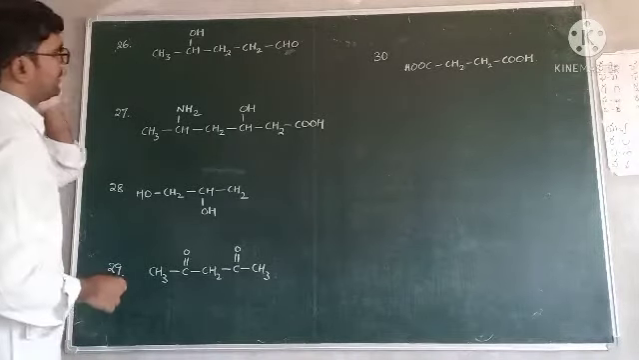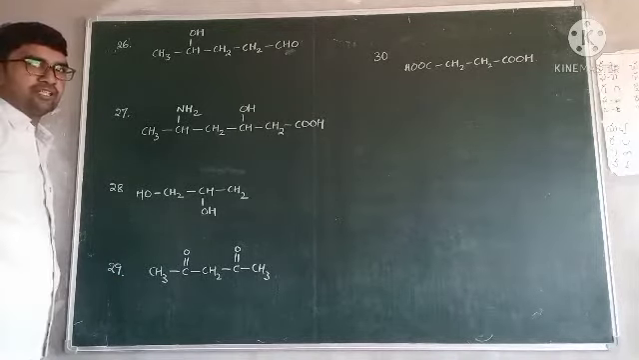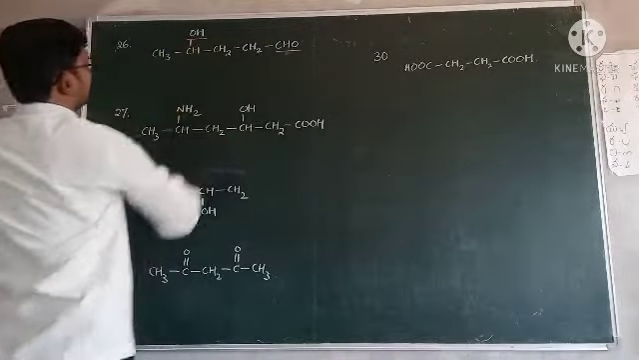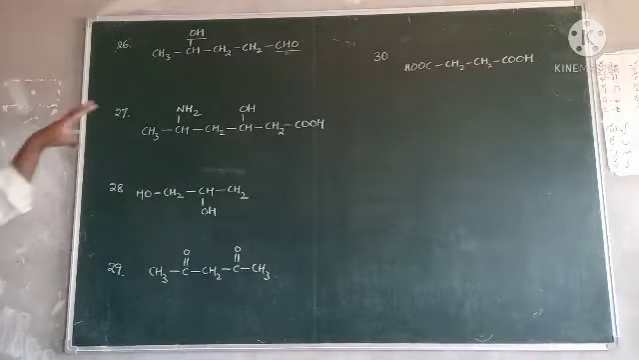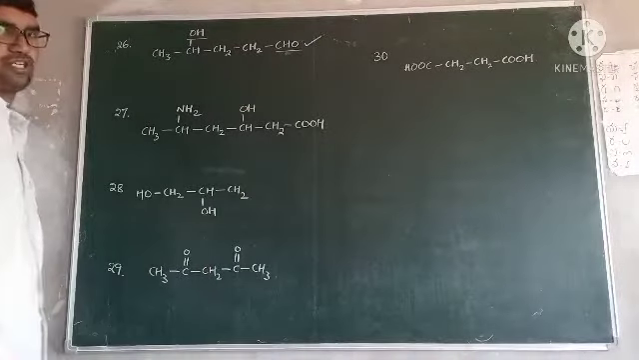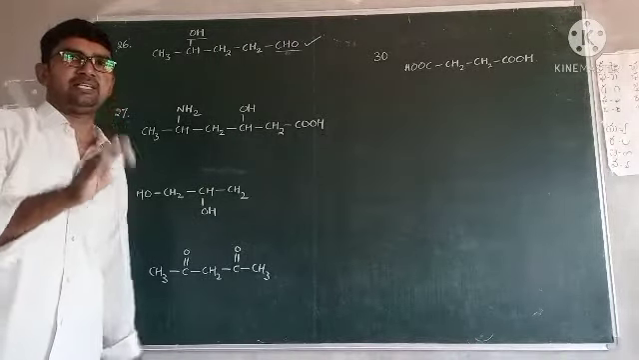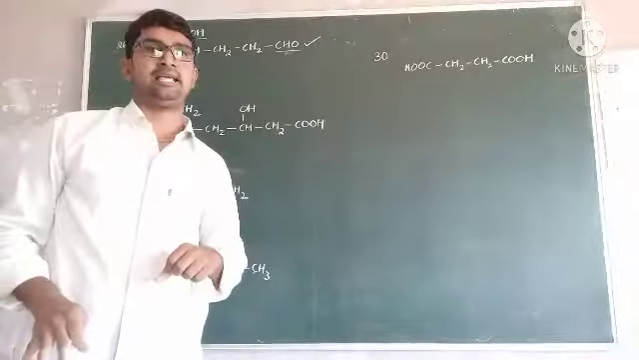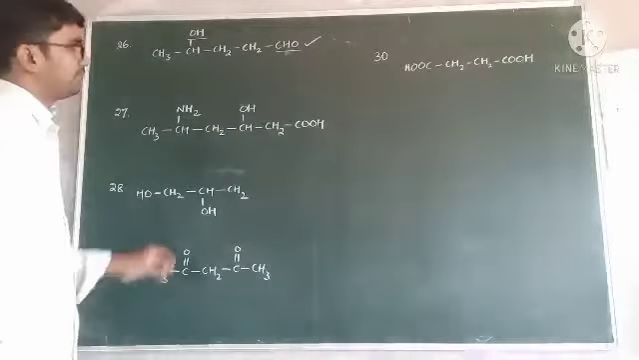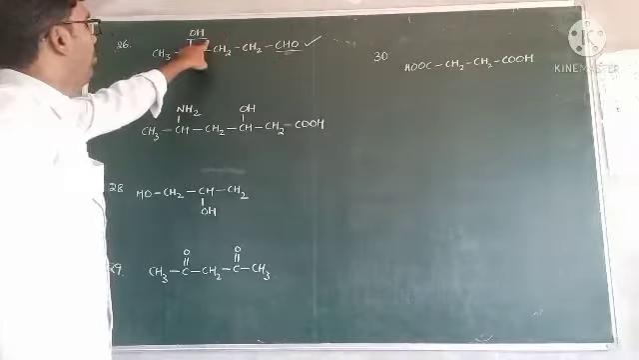Next, the 27th one. In this compound, is there any functional group? Actually, 2 functional groups are present. This is one functional group and this is another functional group. But which is the main functional group? This is the main functional group: aldehyde. I already gave you the priority order: COOH, SO3H, next derivatives of the carboxylic acids, next aldehydes, ketones, like that. Based on the priority order, CHO is the main priority functional group over OH.